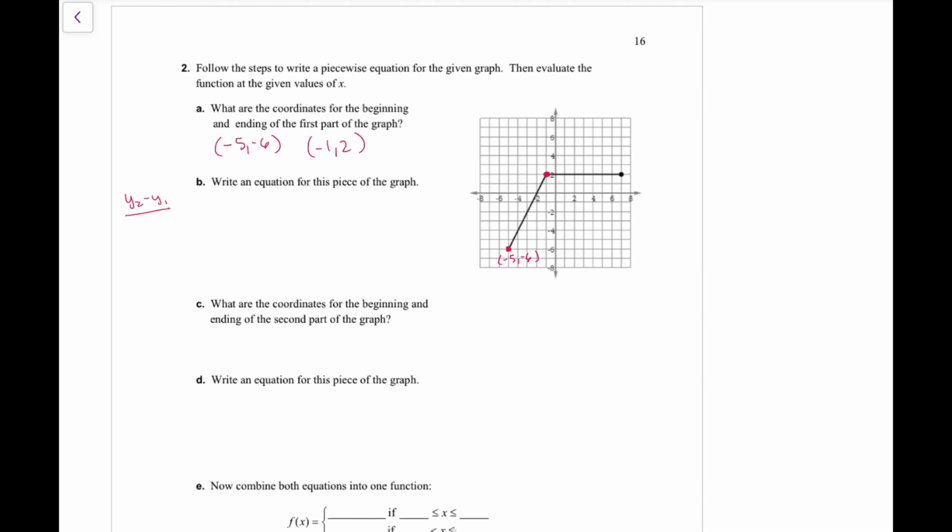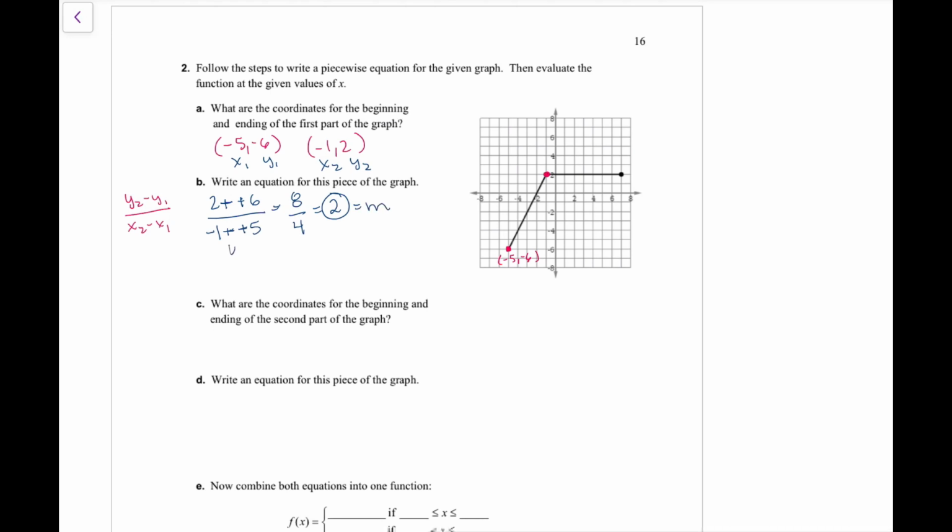y2 minus y1 over x2 minus x1. Let's label the points, x1, y1, x2, y2. We take 2 minus our y1, which is -6. Two negatives make a positive. On the bottom, we have x2, which is -1, minus our x1, which is negative 5. Two negatives make a positive. 6 plus 2 is 8. Negative 1 plus 5 is the same thing as 5 minus 1, which is 4. 8 divided by 4 is 2. So our slope is 2.